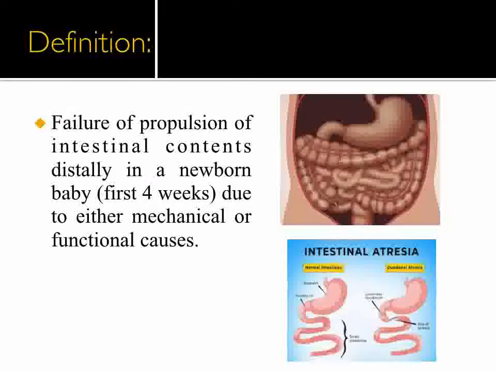Neonatal intestinal obstruction is a unique condition that is explained separately from the big topic of intestinal obstruction because most of the conditions in neonatal intestinal obstruction are of congenital origin, while in adult intestinal obstruction, most of the conditions are acquired. So, neonatal intestinal obstruction is most commonly due to congenital factors, so they usually present early in life.